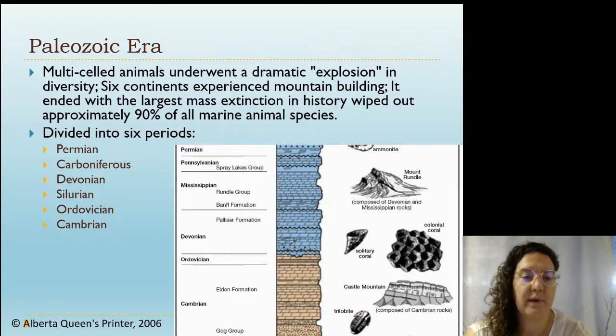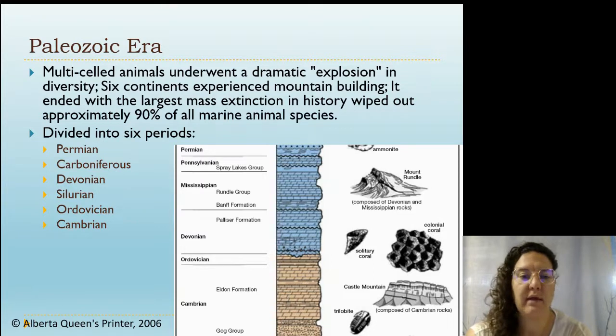In the Paleozoic era, multicelled animals underwent a dramatic explosion in diversity. So this was after the Precambrian era. The 6 continents experienced mountain building, and the Paleozoic era ended with the largest mass extinction in history, and it wiped out about 90% of all the marine animal species.